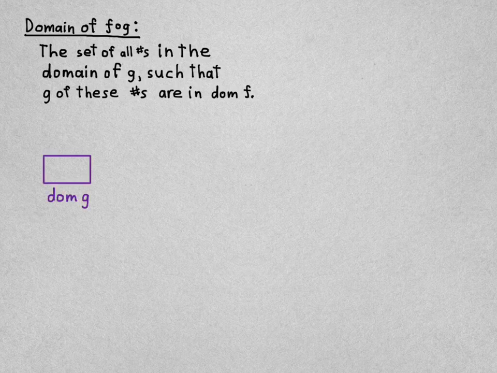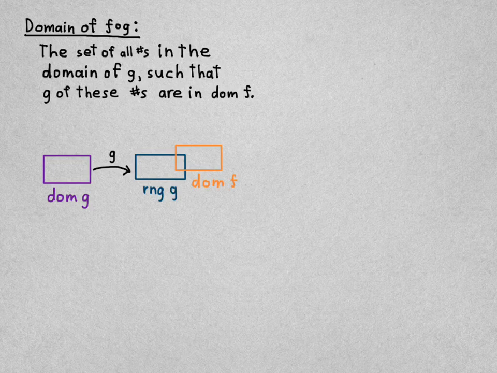So suppose that this rectangle represents the domain of G, and you apply G to all the things in domain G, and you get the range of G. And so suppose the second rectangle here represents the range of G. So G takes the domain of G to the range of G. Now suppose the domain of F is here.